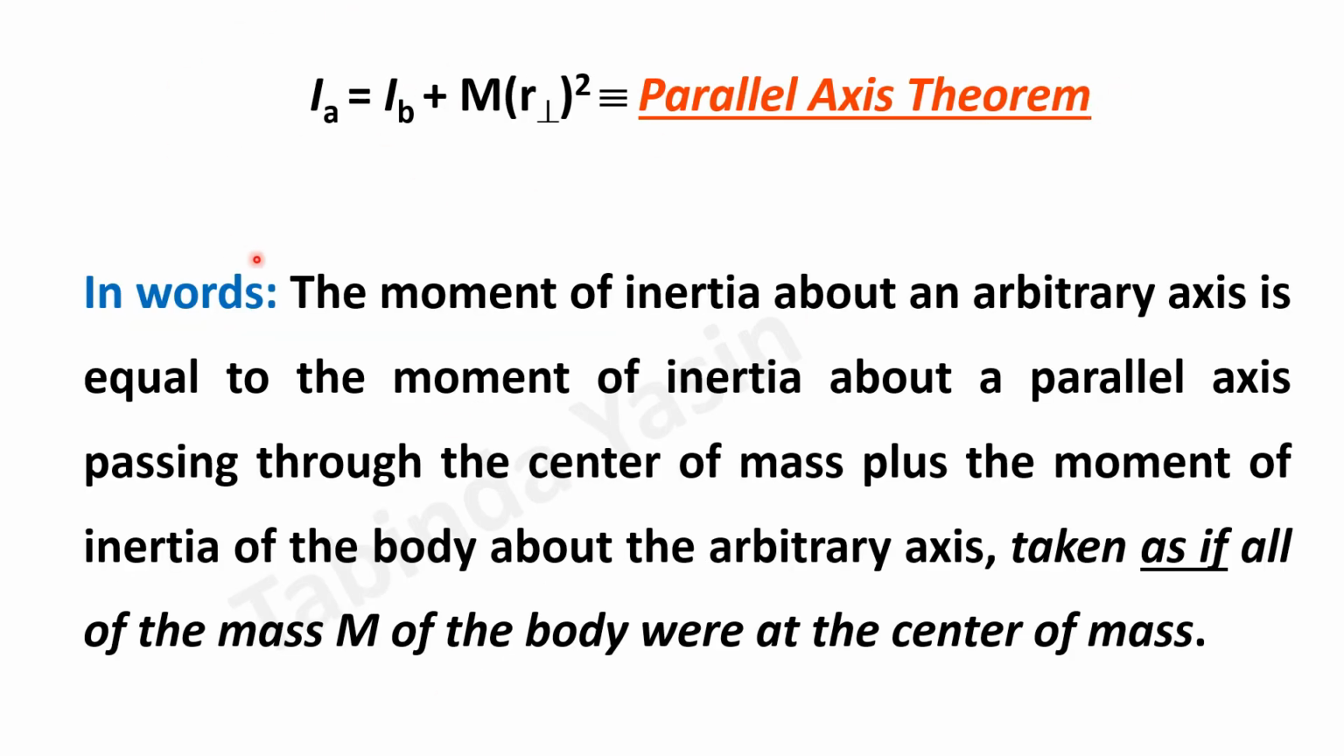This is the final equation. In words, we can write the definition. The moment of inertia about an arbitrary axis is equal to the moment of inertia about a parallel axis passing through the center of mass, as shown in the figure, plus the moment of inertia of the body about the arbitrary axis, taken as if all the mass, capital M, of the body were at the center of mass.